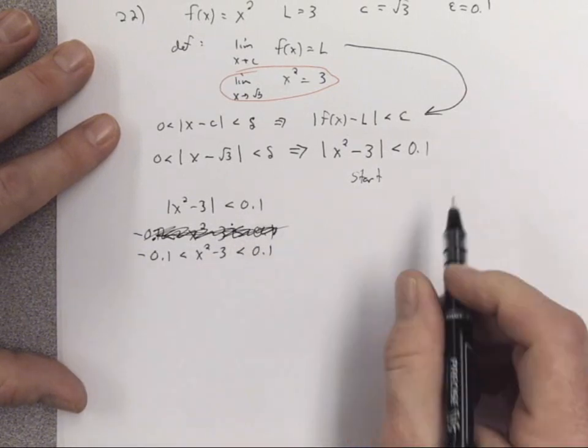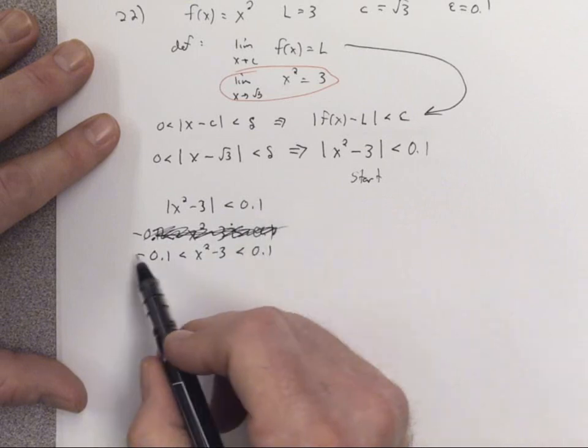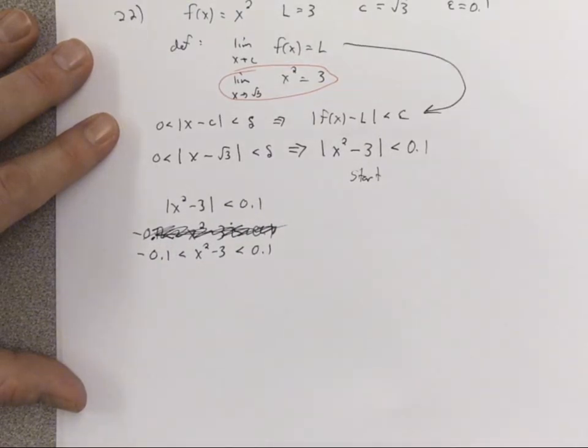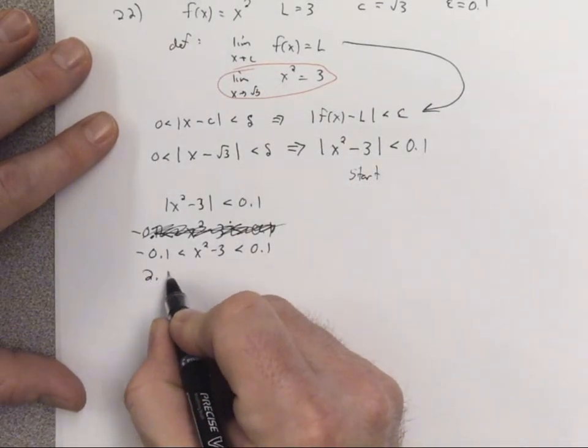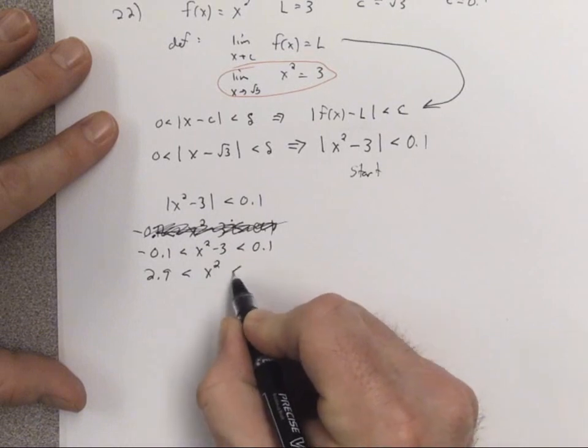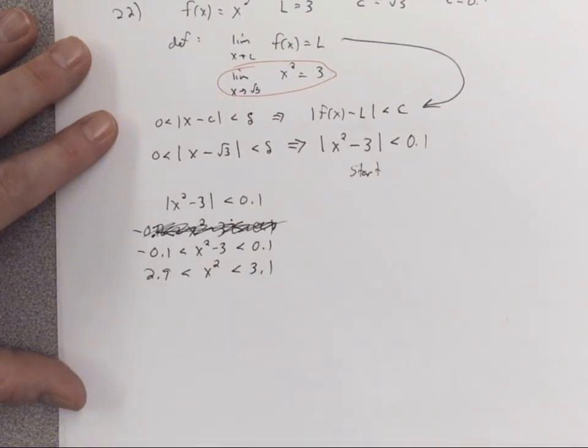So when you drop the absolute values, this negative 0.1 goes over here, right? And then we solve for x. How do you solve that for x? Add 3. Okay, so this is going to be 2.9 is less than x squared, which is less than 3.1, right? Now what?